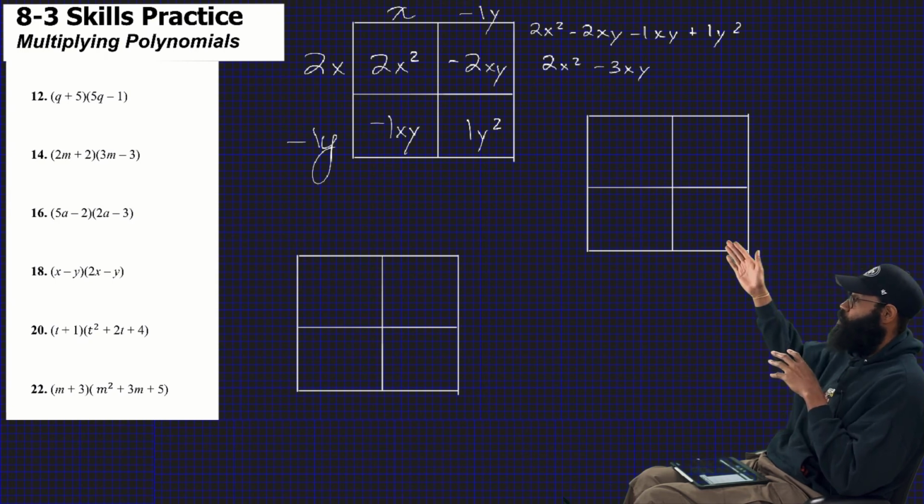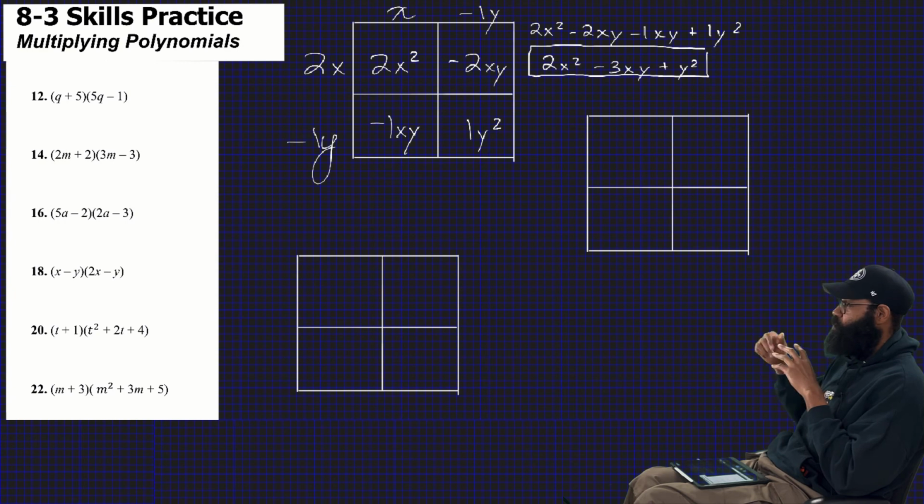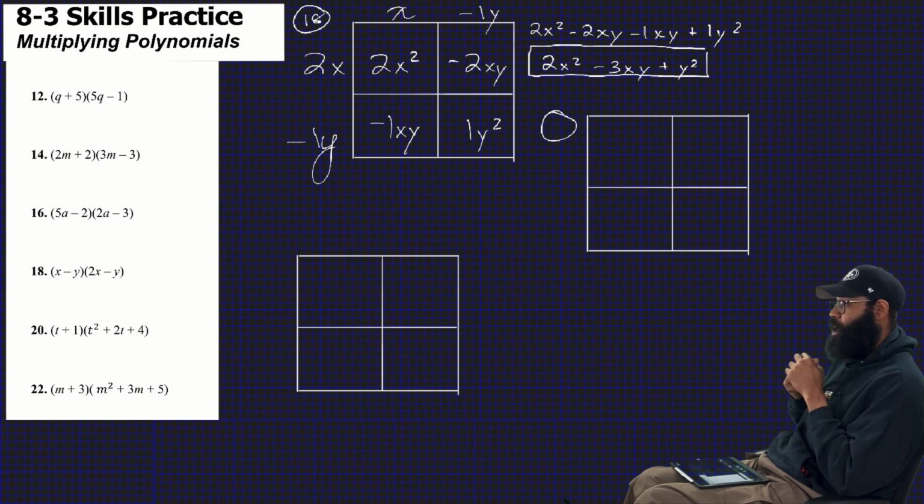So here it is with all 4 terms written out. With all 4 terms written out, again, your 2 middle terms, the negative 2xy, the negative 1xy are like terms. Add 2 and 1, you get 3, so negative 3xy.